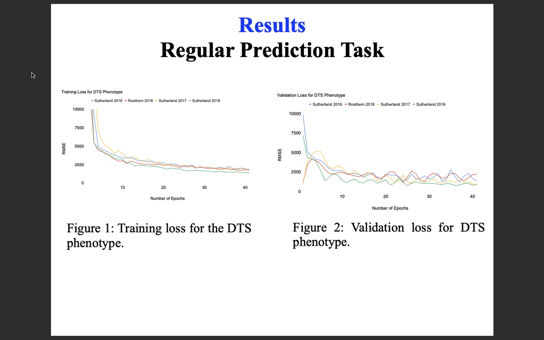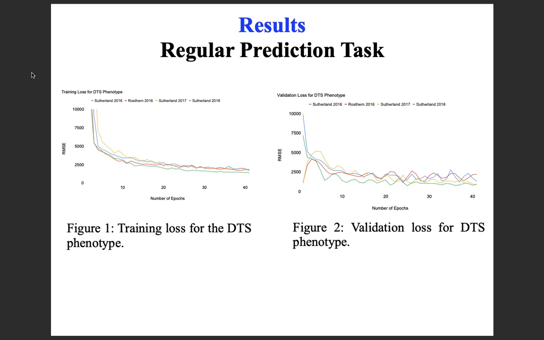The results I will be sharing in this poster come from the days to swollen phenotype and predicting it. So for the regular prediction task, we see for the training that as the number of epochs increases, as the training continues, the loss values decrease quite stably, indicating that the model is getting more accurate at predicting the phenotype. We can see that Rosthern 2016, Sutherland 2017, and Sutherland 2018 follow the trend of Sutherland 2016, therefore upholding the trend we were looking for.